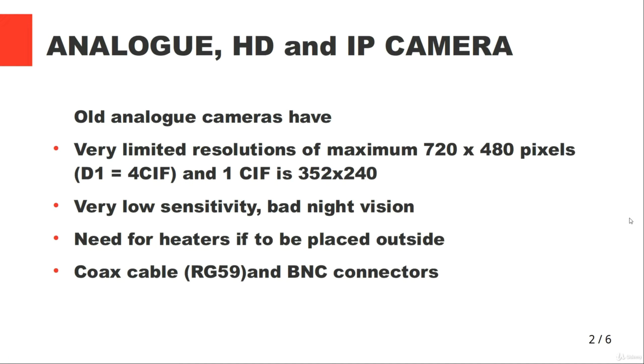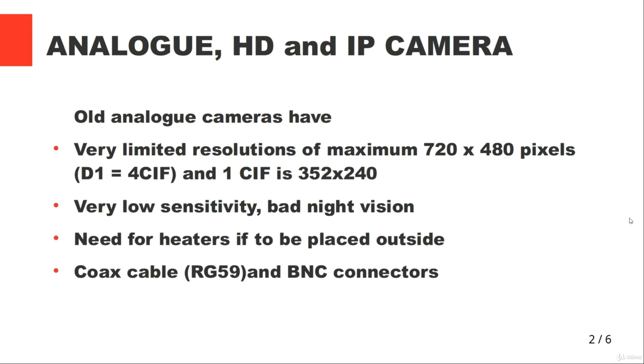As you remember from that big picture of the shopping center, old analog cameras had very limited resolution. So CIF was 352 by 240, D1, which is 4 CIF, was 720 by 480, and was the max you could get. Had very low sensitivity. They were not good in night vision, and in most of those old cameras there was no infrared built in. You had to have special infrared lights, and so on.